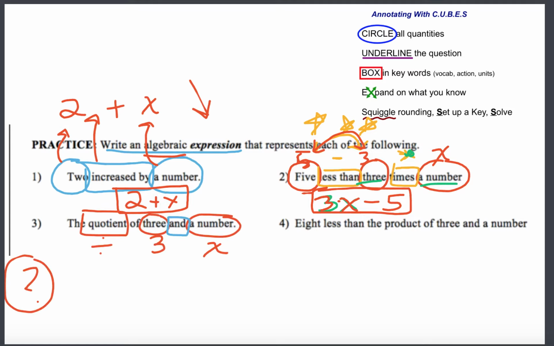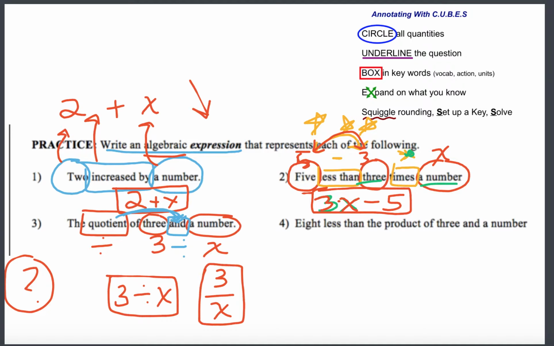So I've started doing number 3, but I've paused here to remind us that the word "and" tells us where the operation goes. So since it said the quotient, I knew that was about dividing. "And" tells us where the operation will go. So our final answer is 3 divided by x. You could have written it this way, but notice that in high school, most often you'll see division represented as a fraction. Either one is correct, but we would like to see you getting used to using fractions for division.